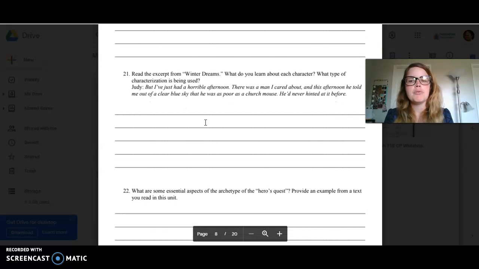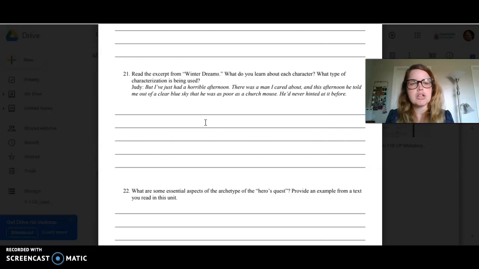Number 21, read the excerpt from Winter Dreams. What do you learn about each character? What type of characterization is being used?